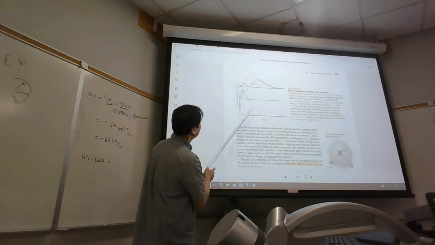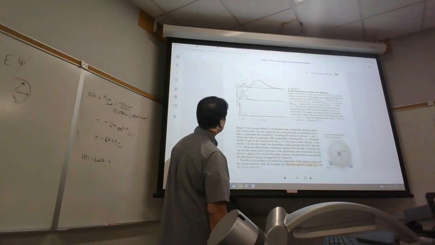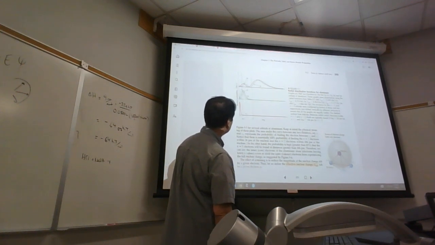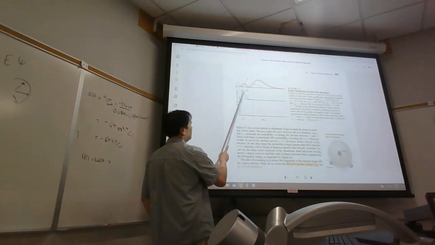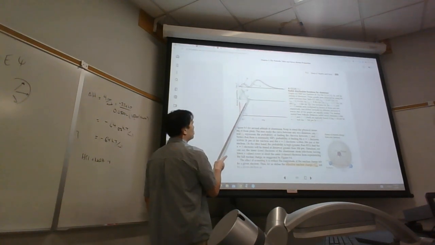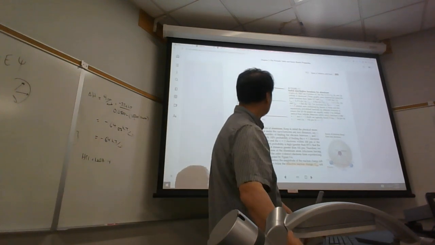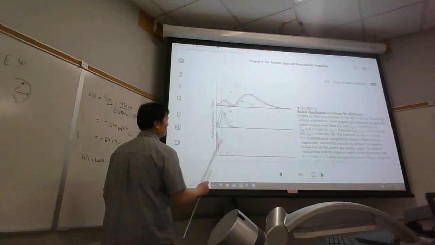Which one is the 2s? The black one? The blue? Yeah, the green is 2p. The green is 2p, the blue is 2s. Which one's more penetrating, the green or the blue? The green. Oh, no. Are you sure? 2s is more penetrating.